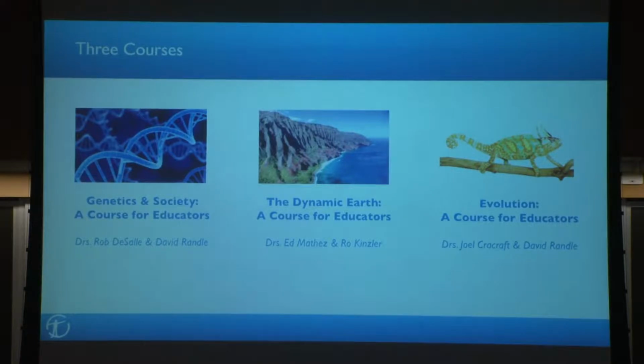So AMNH has developed 3 courses on Coursera's platform. The first is Genetics and Society, a course for educators. The second is The Dynamic Earth, a course for educators. And the third is Evolution, a course for educators. And you may have gotten the theme here. We build courses that are in the teacher professional development track that Coursera offers. So all 3 of our courses are really professional development courses for science teachers.